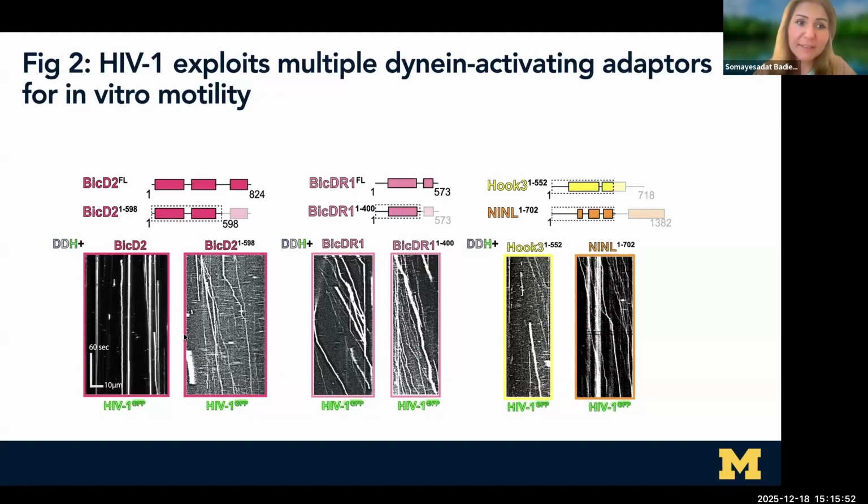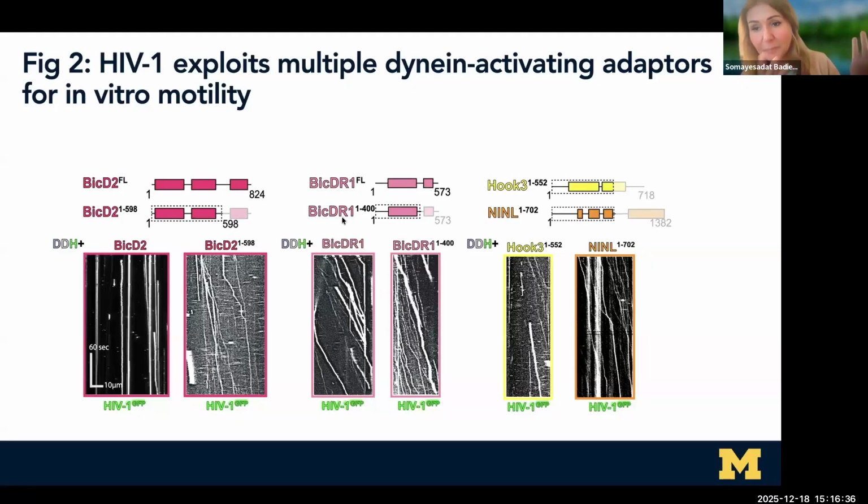And it was right. As you can see with the full-length BICD2, I wasn't able to see any activity in the single molecule assay. But when I replaced it with the truncated BICD2, just the N-terminus, so it is no longer auto-inhibited, I was able to see some motile events. The same goes for BICDR1, both as a full-length, which is also constitutively active, and as a truncated version. For both of them, I was able to see motile events.